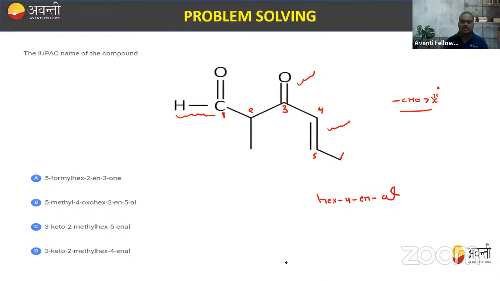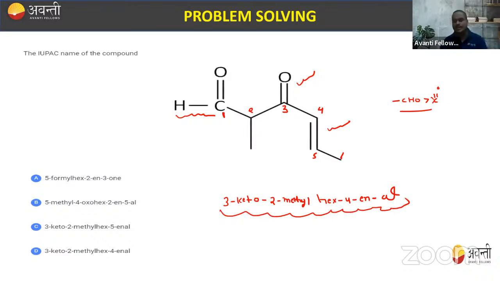Now let us write the substituent name. So in 2 we have a methyl group and in 3 we have a keto group. So out of keto and methyl, right? So first of all you write K, है ना? So ये क्या हो जाएगा? 3 keto and this is 2 methyl. So this is 3 keto, 2 methyl, hex 4 enal, right?